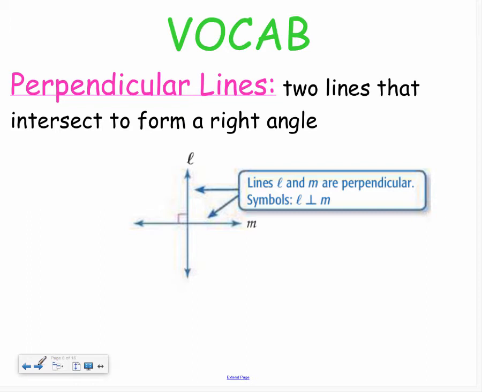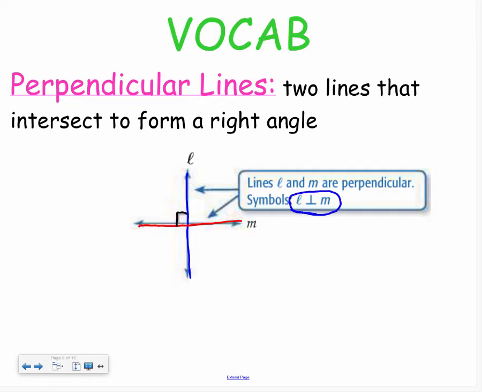Moving on to the other type of relationship we are looking at today, linear relationships. The first one, you've probably heard of it before, is perpendicular. That is when two lines intersect and form a right angle. Right angle being 90 degrees. So they come together, are two lines, and they form a right angle, forming that corner.